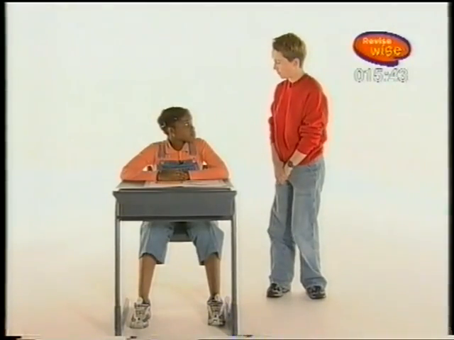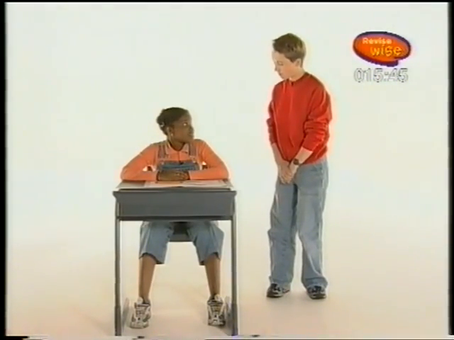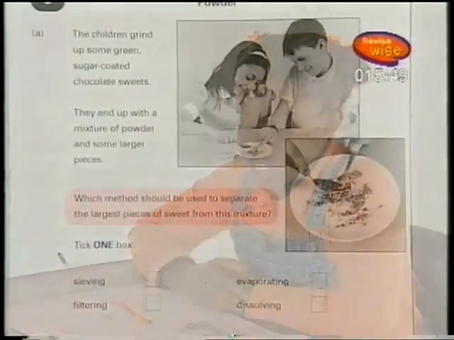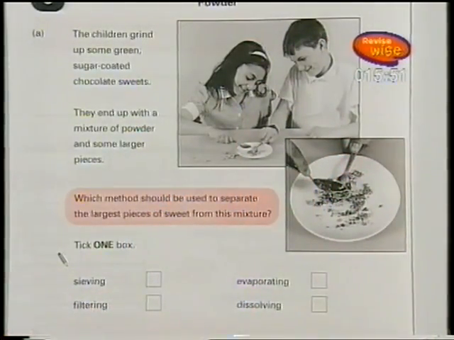So, what's the problem? I'm stuck on this question. Okay, well read it out then. The children grind up some green sugar-coated chocolate sweets. They end up with a mixture of powder and some larger pieces. Which method should be used to separate the largest piece of sweet from this mixture? Tick one box. Sieving, evaporating, filtering and dissolving.